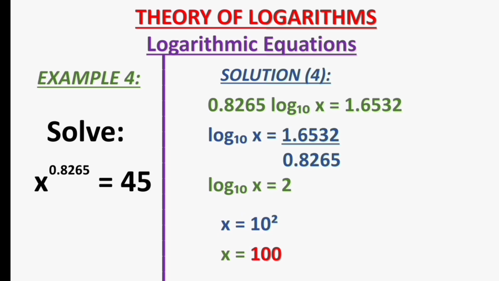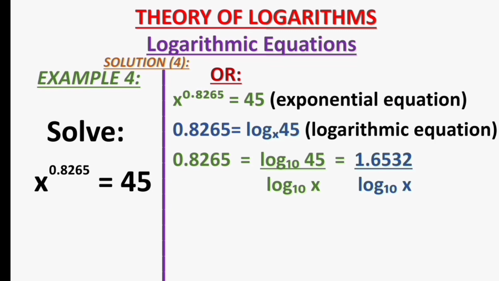Transforming this logarithmic equation into an exponential equation again, we will have the logarithm to the base 10 of x is equal to 2, becoming x is equal to indices of base 10 raised to power 2. When we simplify this, our answer is x is equal to 100. I hope the solution to question 4 is clear to you.